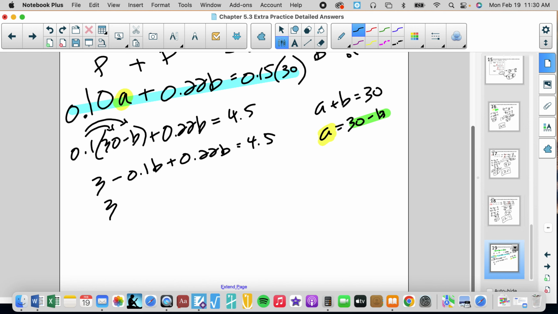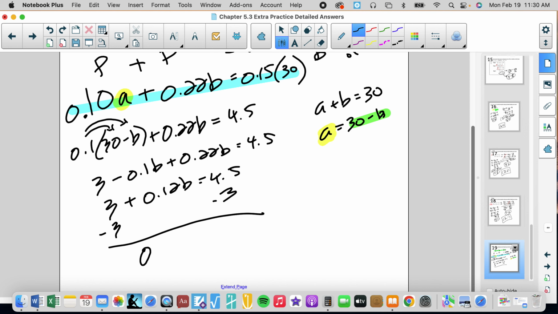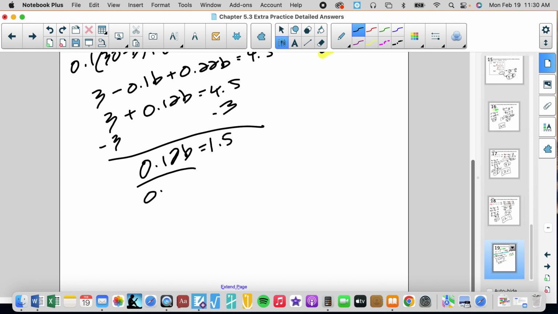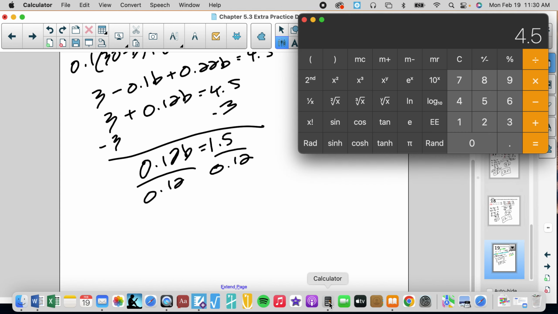Let's simplify first. 0.12b equals 4.5 minus 3. Now we move 0.12b equals 1.5. Divide by 0.12. We get 1.5 divided by 0.12 gives us 12.5.